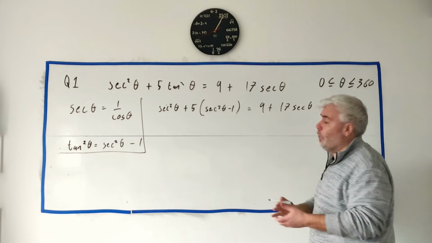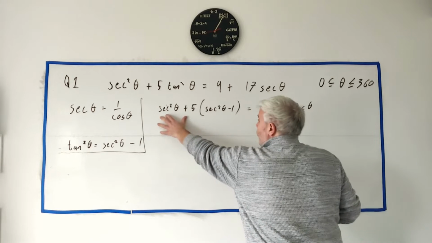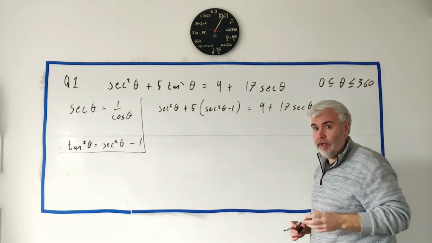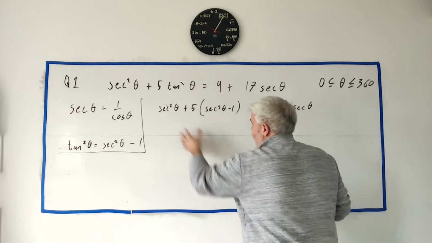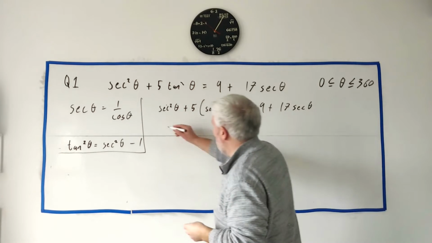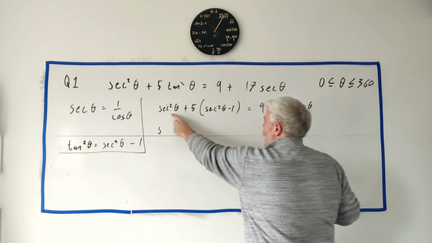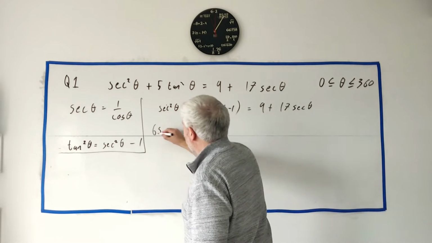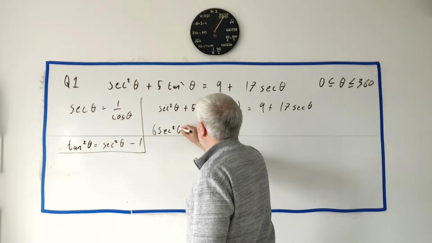Okay, what's great now is we only have the one trigonometric function, and that's secant theta. Let me clean all this up. So how many secant squared thetas do we get? 1 here, and there's 5 here, so that's 6 secant squared thetas.